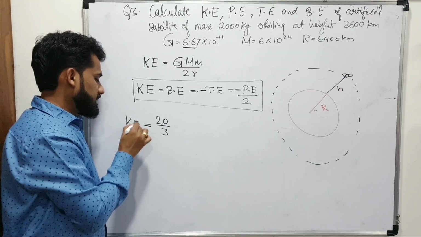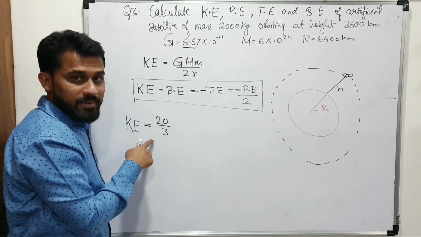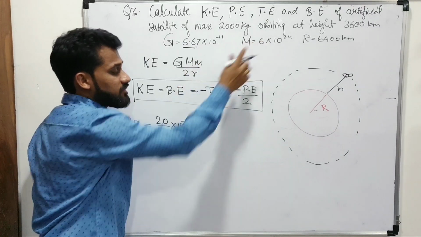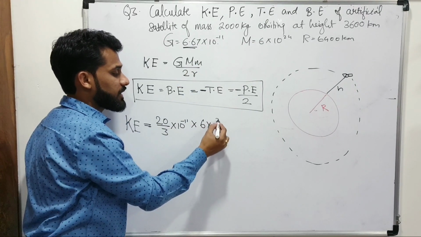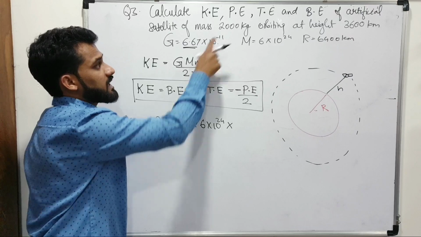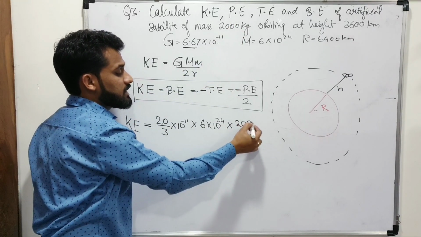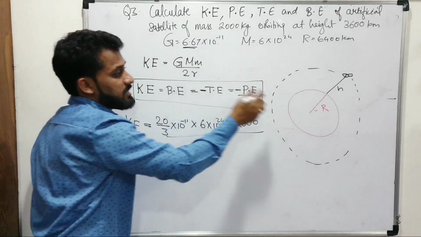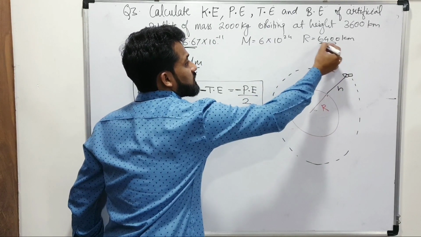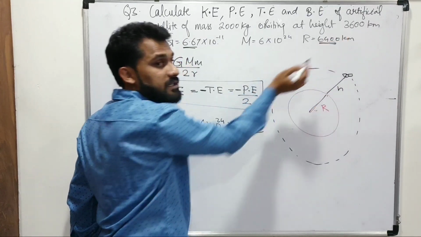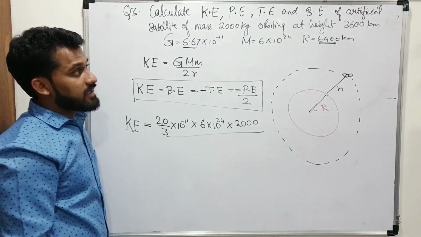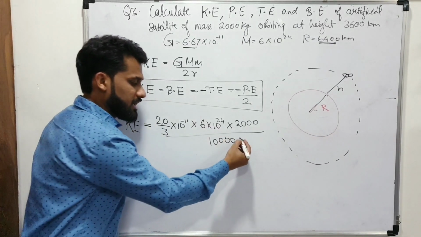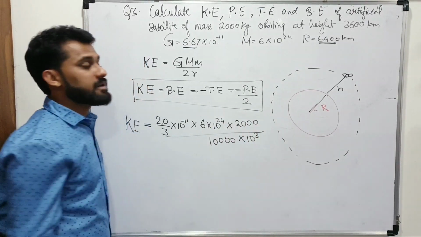Kinetic energy is 6.67, that is 20 by 3 times 10 to the power minus 11, into the mass of Earth, which is given as 6 into 10 raised to 24, into the mass of satellite, which is given as 2000 kg, divided by the distance r, which is basically r plus h. So 6400 is the radius and 3600 is the height, so it becomes effectively 10,000 kilometers. But kilometers into meters in SI unit will be into 10 raised to 3 further.